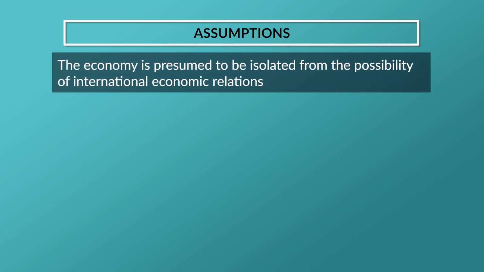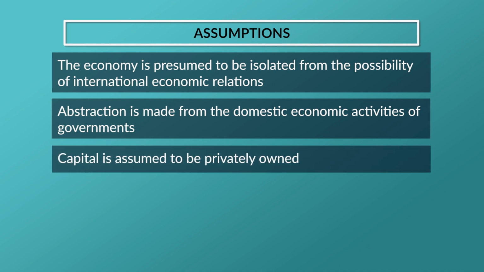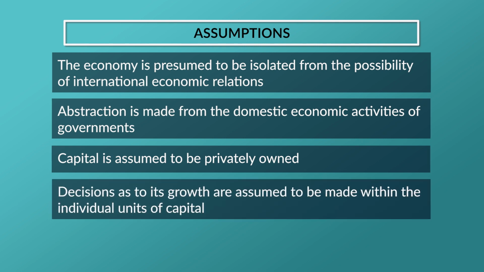Before we move to the periodization of the growth process, we will form a quantitative expression of the growth process. We take certain assumptions. They are as follows. The economy is presumed to be isolated from the possibility of international economic relations. Abstraction is made from the domestic economic activities of the government. Capital is assumed to be privately owned. Decisions as to the growth of the capital are assumed to be made within the individual units of capital.